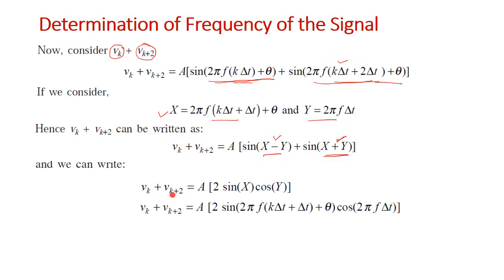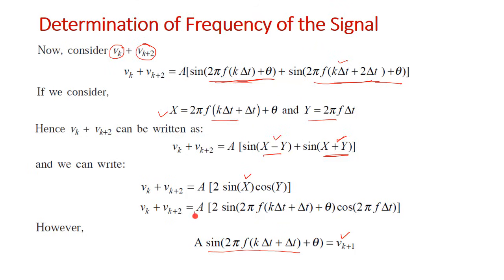So now substituting these quantities and expanding these terms, V(k+2) is twice A of sine x cos y. Substituting the x and y values, I will find twice A of sine(2 pi f k delta t plus delta t plus theta) into cos of 2 pi f delta t, right? However, we know that A of sine(2 pi f k delta t plus delta t plus theta) is nothing but V(k+1), right?